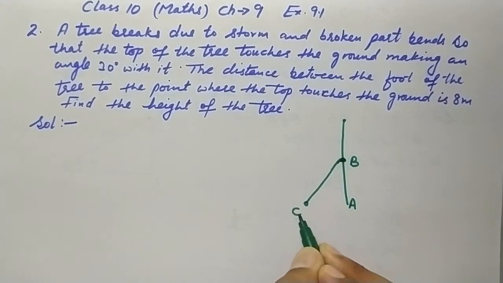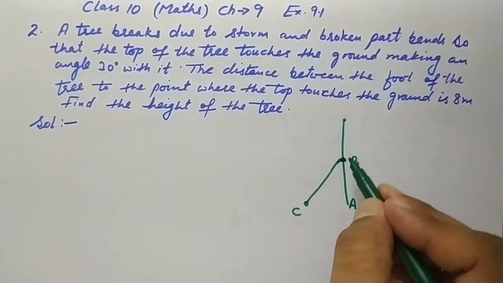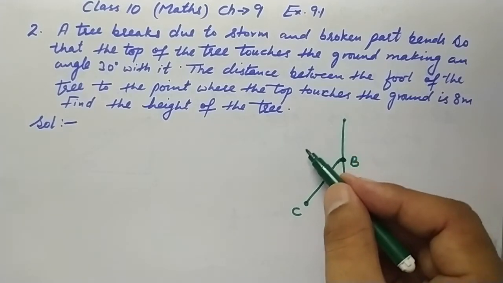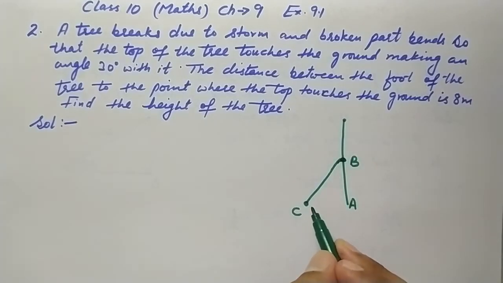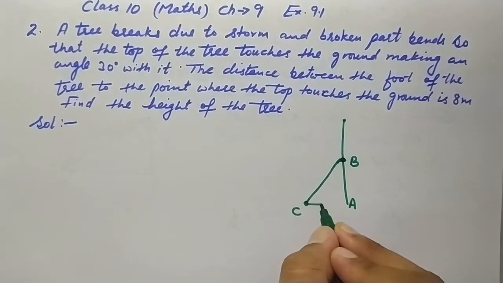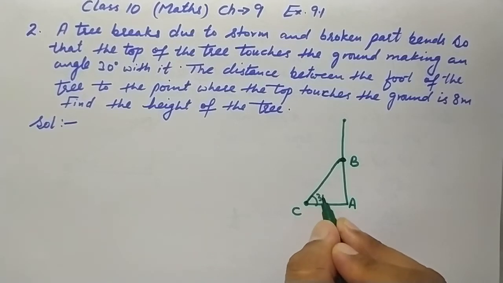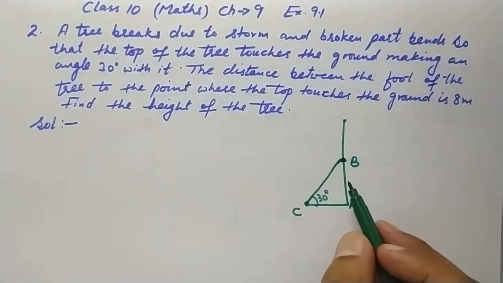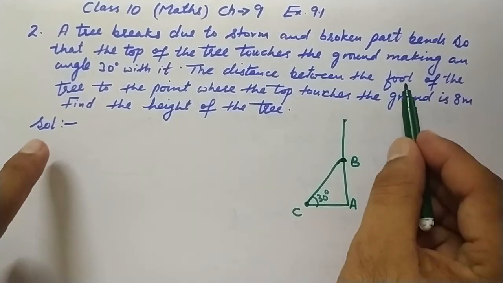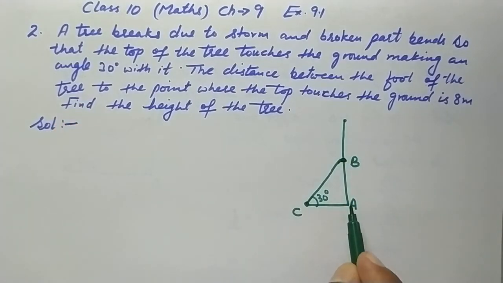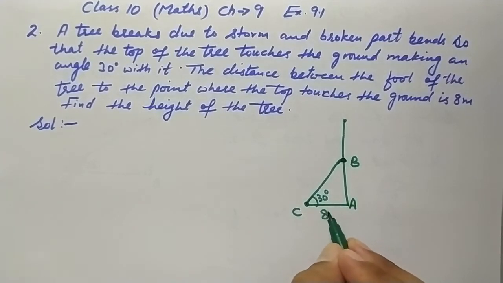This is the top of the tree. Earlier it was here, now it is broken from point B. Now the broken part bends towards BC, and the top is at the point C now. And this top is making an angle of 30 degree with the ground. It is said that the distance between the foot of the tree to the point where the top touches the ground is 8 meter. Here this is foot of tree, and the point where this top touches the ground is point C. So this distance is 8 meter given.